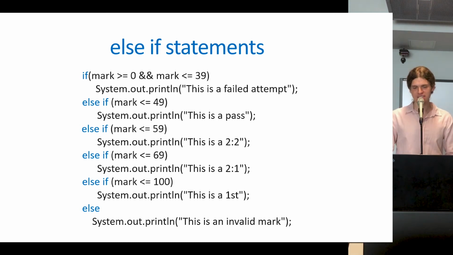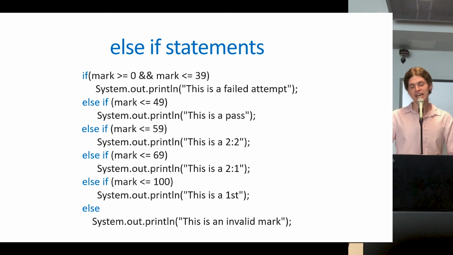Okay, so here we've expanded the scenario basically to print out custom messages which will print out what grade they got. And of course, this is the UK higher education grading system, the degree classifications here. So if the mark fits between the value of 0 and 39, print out the message, this is a failed attempt. And then else if, basically if the initial if comparison was false, then check this one. Well, if mark is less than 49, well, it's got to be greater than 39.